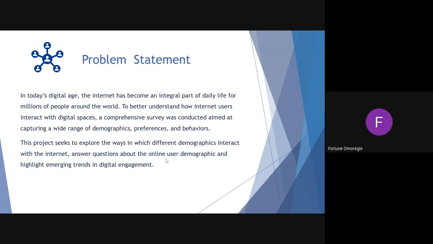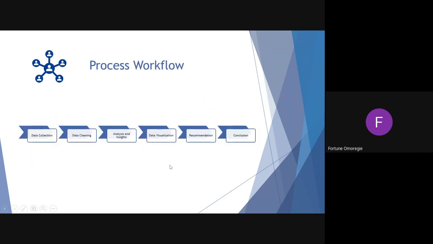Okay, so the problem statement. In today's digital age, the internet has become an integral part of daily life for millions of people around the world. To better understand how internet users interact with digital spaces, a comprehensive survey was conducted, aimed at capturing a wide range of demographics, preferences, and behaviors. This project seeks to explore the ways in which different demographics interact with the internet, answer questions about the online user demographic, and highlight emerging trends in digital engagement.